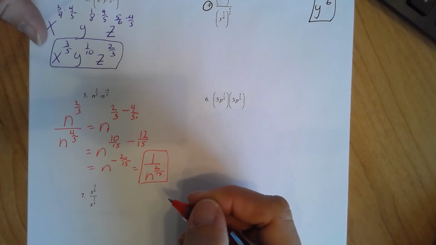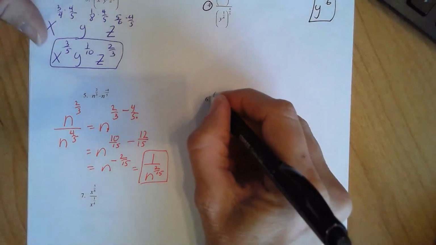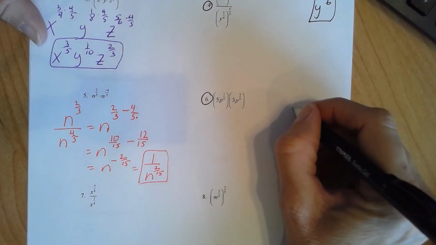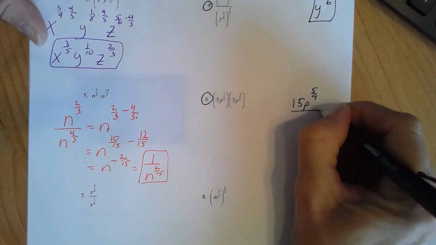So I'm going to let you try number 6, and I'll give you the answer. You should end up with 15 p to the 5/9.